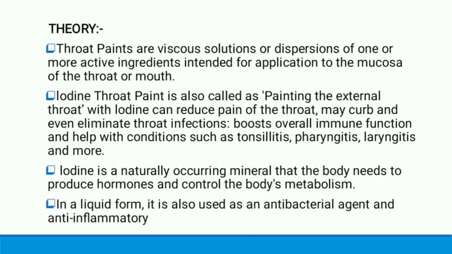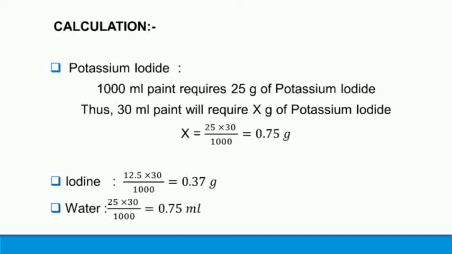Iodine is a naturally occurring mineral that the body needs to produce hormones and control the body's metabolism. In liquid form, it acts as an antibacterial agent as well as an anti-inflammatory agent. Now moving towards the calculation. For potassium iodide, for 1000 ml paint you require 25 gram of potassium iodide. Therefore for 30 ml paint you will require x gram of potassium iodide. You can do the cross multiplication.